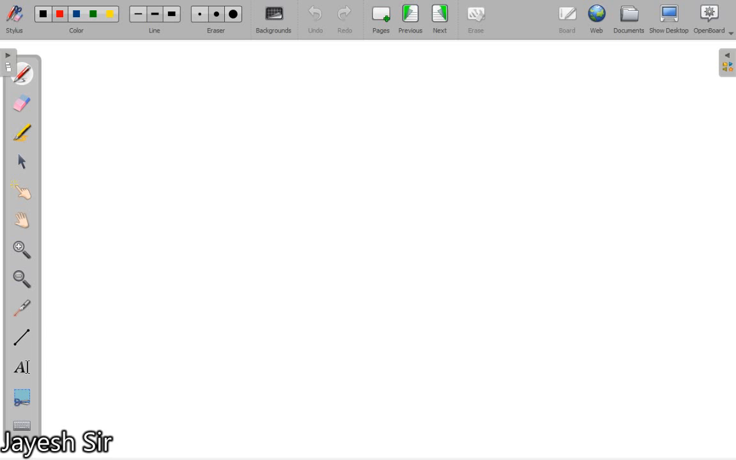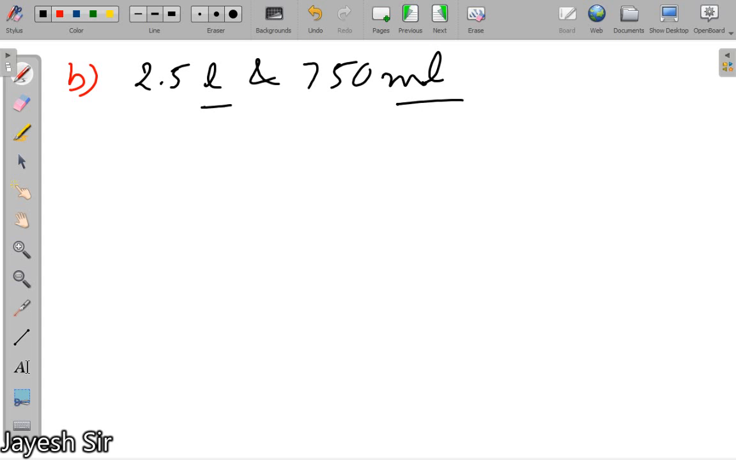So in this question, you have to take care of two things. First of all, you have to keep in mind the unit of the terms. Okay. Suppose it's B part. Let's take its B part. It asks you to find the ratio between 2.5 liters and 750 milliliters. Now the first problem with this question is that the unit for both the terms is different.